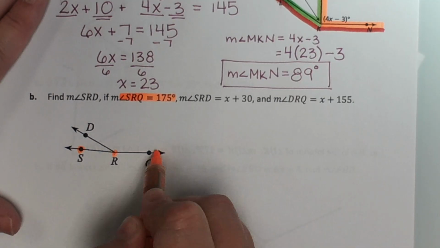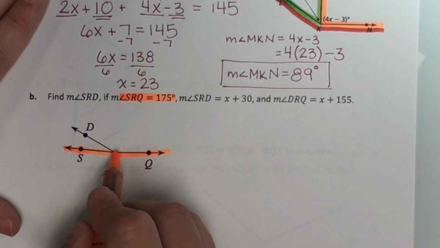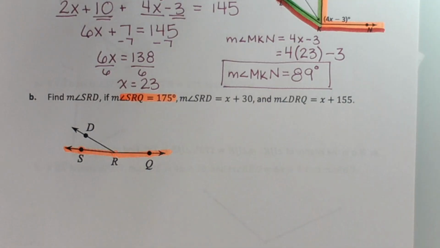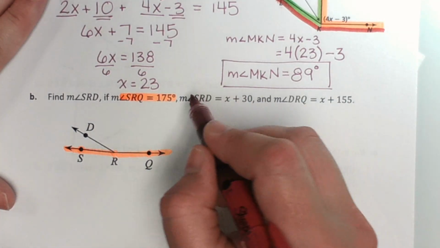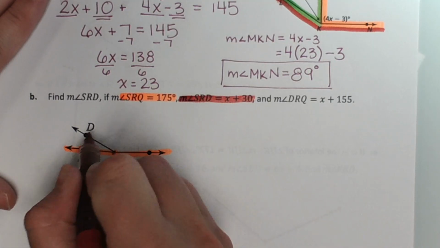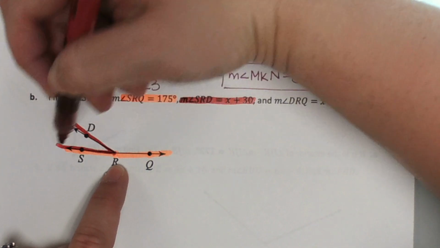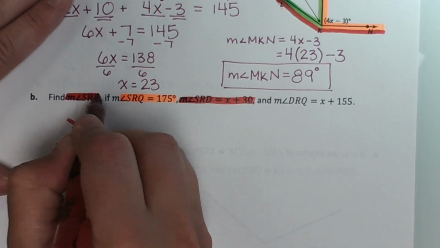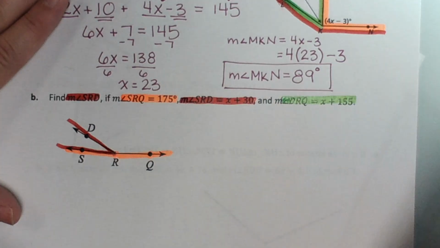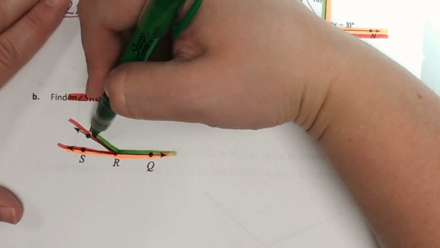Here's S, here's R, here's Q. From R going out towards Q, going out towards S, that's the big angle. SRD is x plus 30. There's S, there's R, there's D. R is the vertex, going towards D, going towards S. That's that one. That's also what we were looking to find. DRQ, there's D, there's R, there's Q, that's that one.